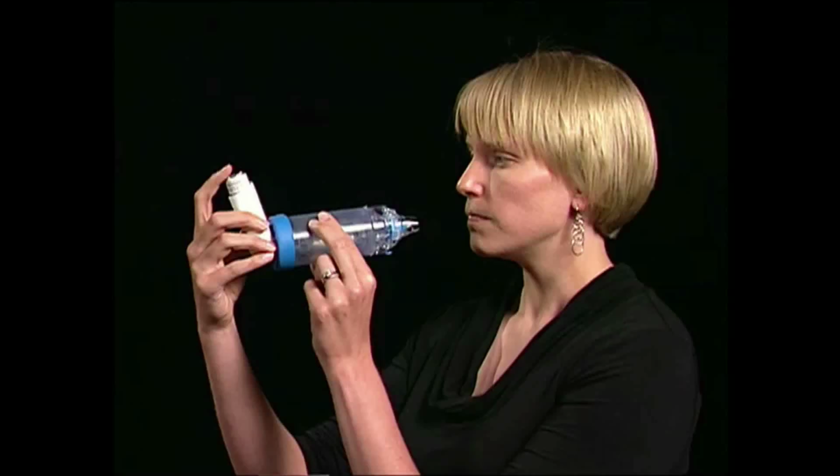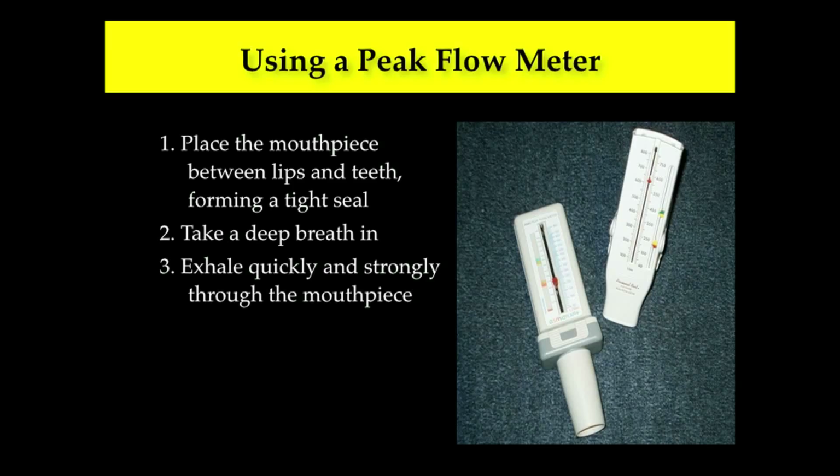Repeat as necessary. Some students will use a peak flow meter to monitor their asthma over time and to help them decide what steps to take when they have an asthma exacerbation. To assist a child with using a peak flow meter, have the child stand up and position the indicator at the bottom of the numbers.